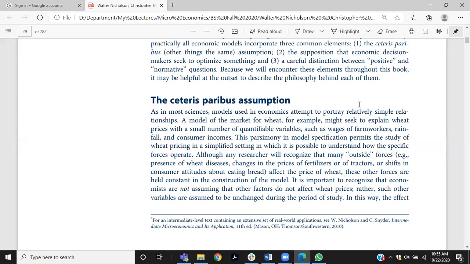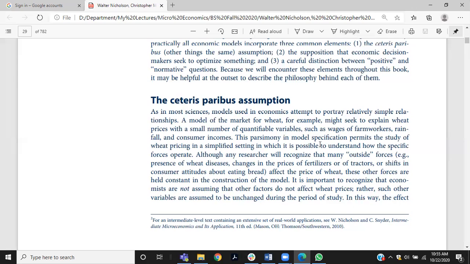So anyways, certain variables are assumed to be constant for a particular model. For example, a model of the market for wheat might seek to explain wheat prices with a small number of quantifiable variables, such as wages of farm workers, rainfall, and consumer incomes.